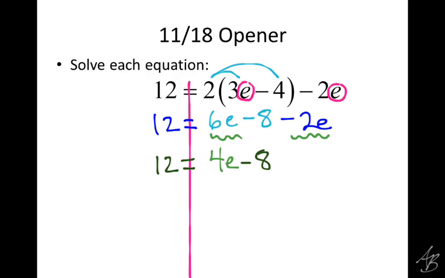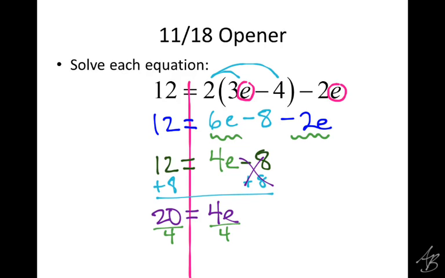All right, now what? Yeah, now we just solve like we normally do. So we're going to add 8 on both sides. And the right side, the 8's cancel, leaving what's left after the 8's cancel on the right side? 4e. And on the left side? Okay. Then what? Divide by 4. And when those 4's cancel, that leaves e equals 5.